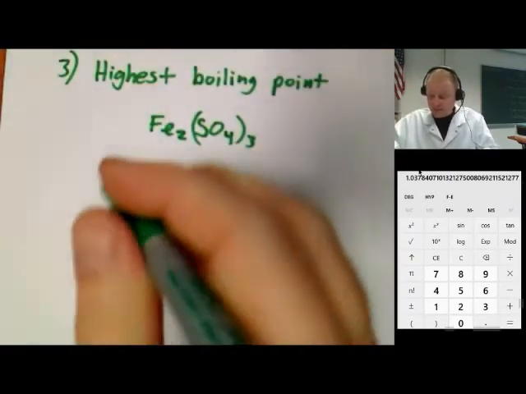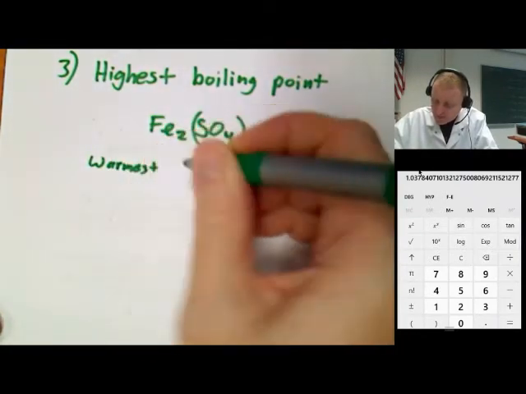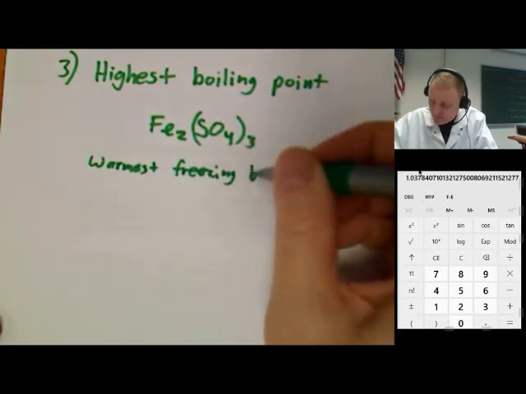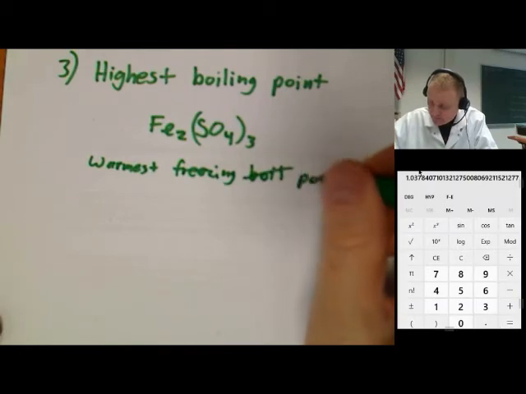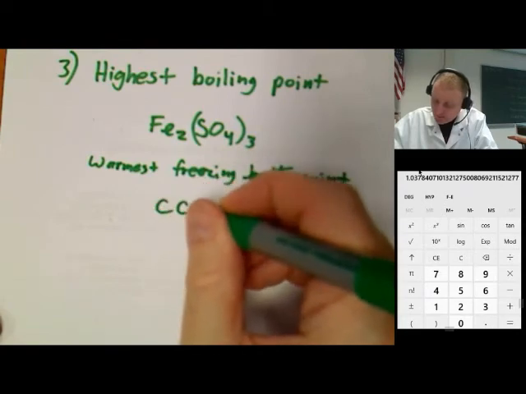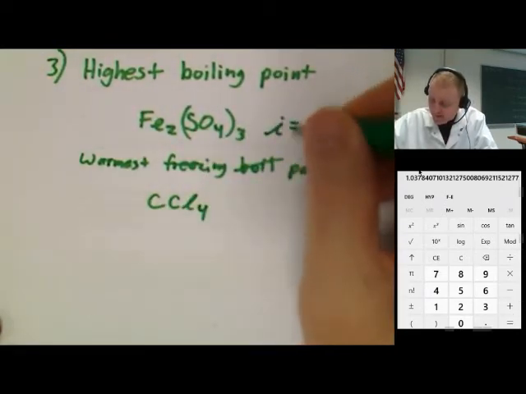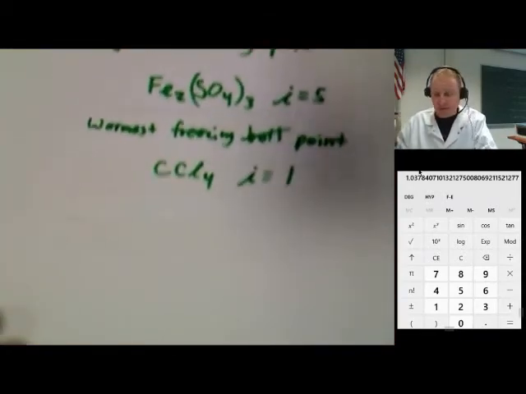So for the second part, the warmest freezing point would be the carbon chloride. And the reason is this has a Van't Hoff factor of 5 and this has a Van't Hoff factor of 1. That's how you decide number 3.